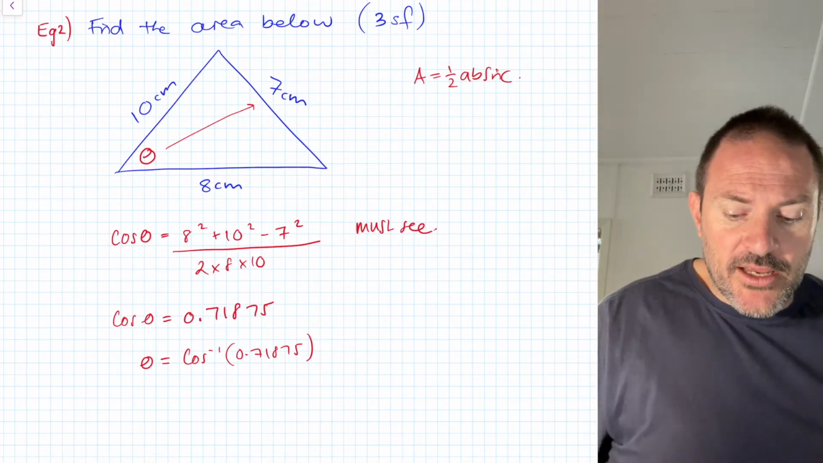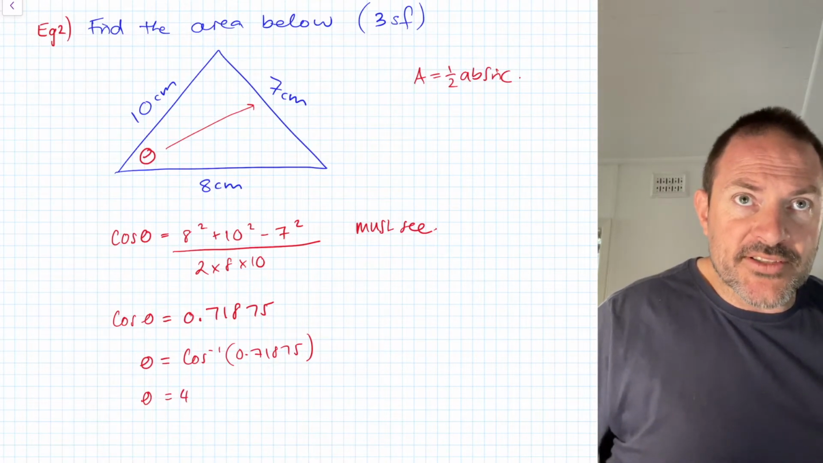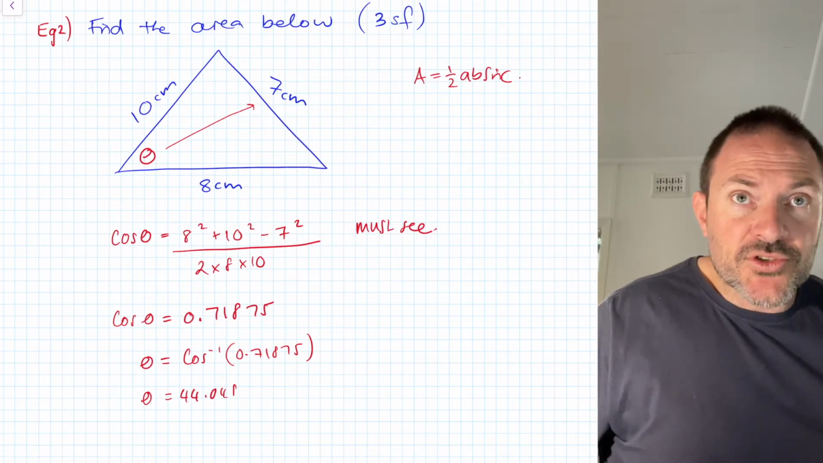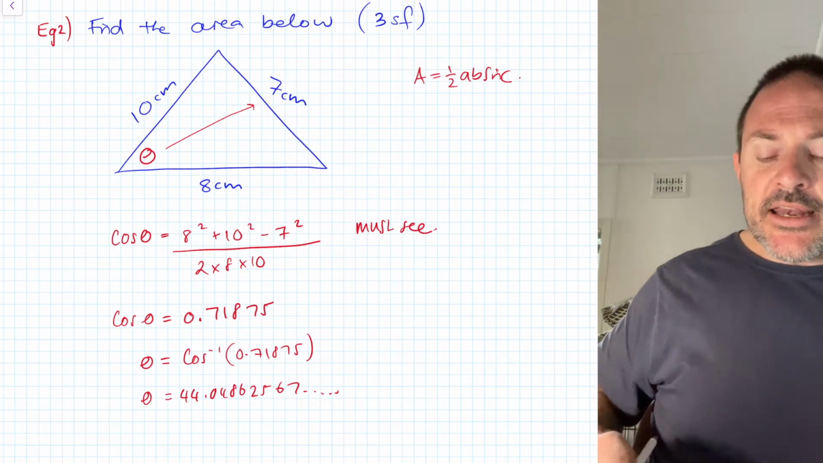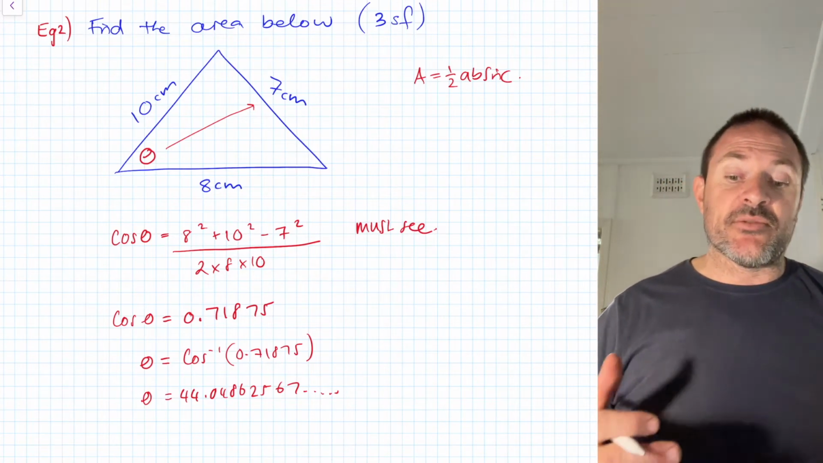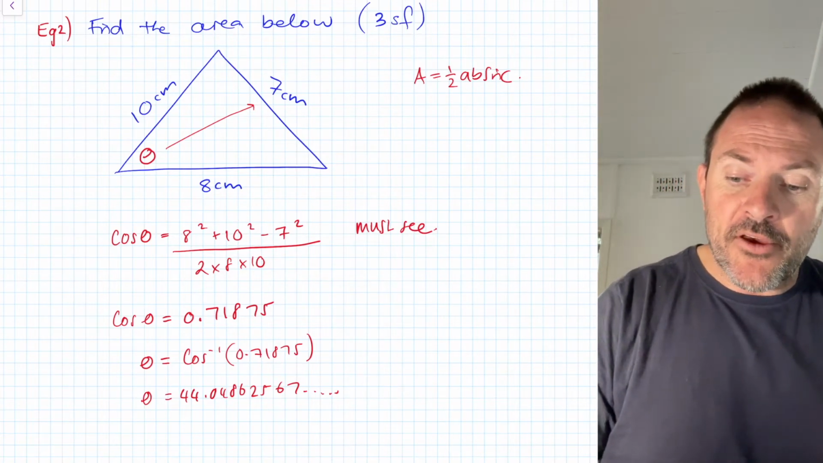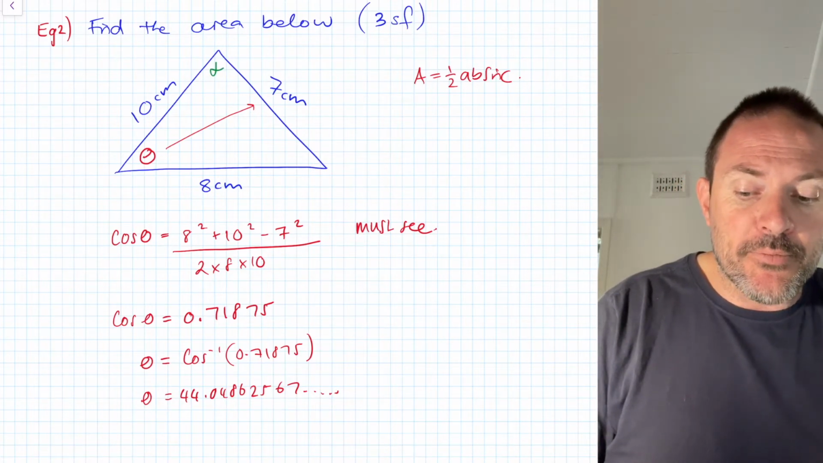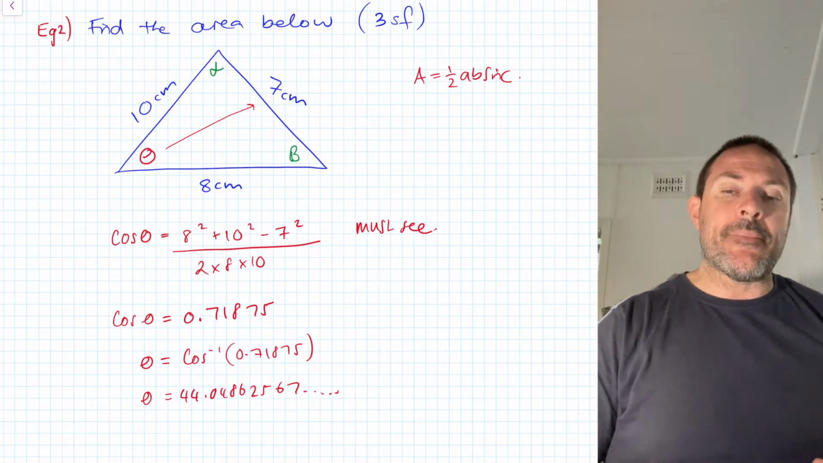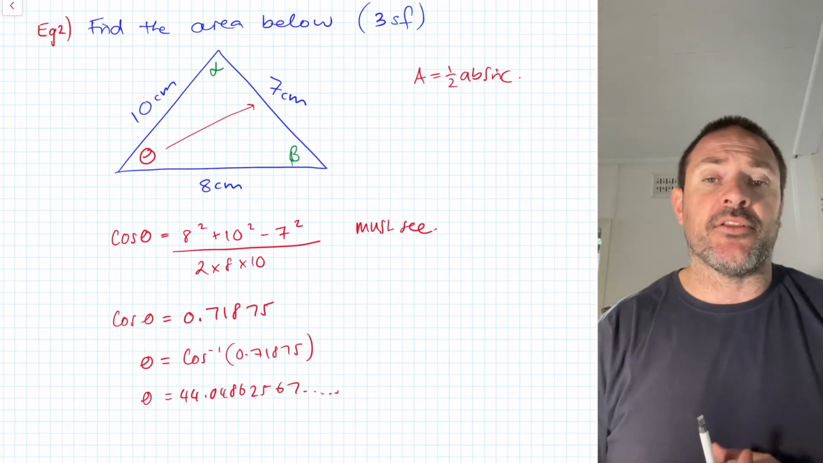We get theta equals 44.04862567... Now, that's what my angle is. Now, what a lot of people will say to me, so does it matter which angle you find? What if I found, let's say, alpha at the top there, or if I found beta down the bottom here? Would it really matter which one I found? The answer is absolutely not.